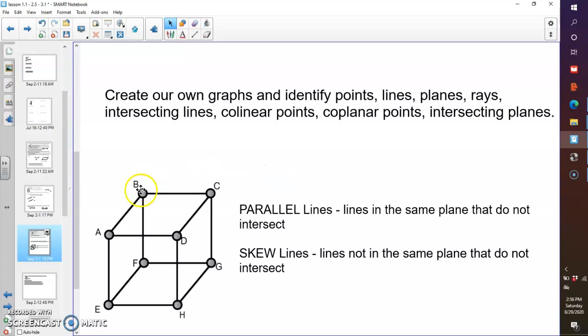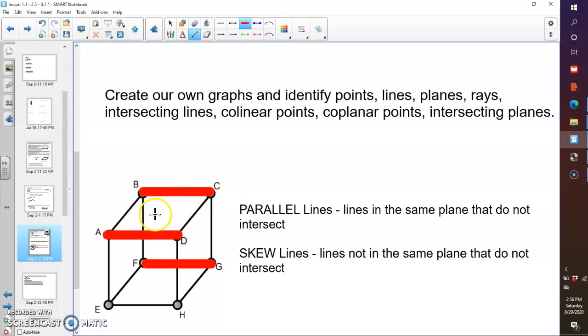So let's take a look at the line BC. And I'm going to highlight it here with my red line. And think about what lines would be parallel to BC. Now, you probably have an idea in your head before you walked into class what parallel was. And essentially what parallel is, is lines that don't intersect. Well, BC does not intersect with FG. It does not intersect with AD.